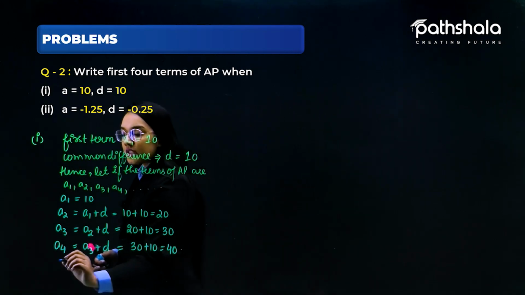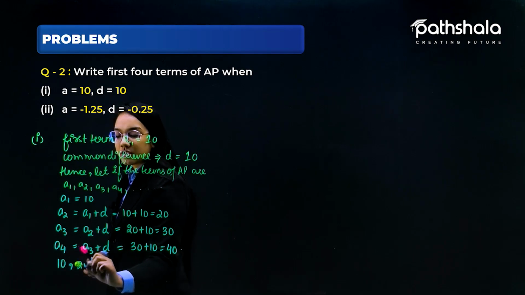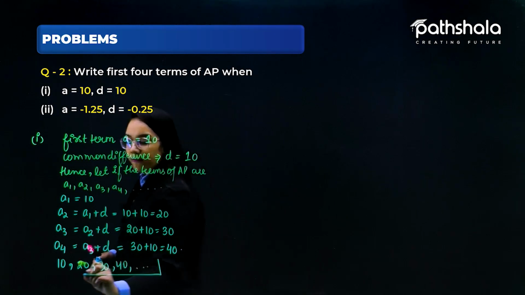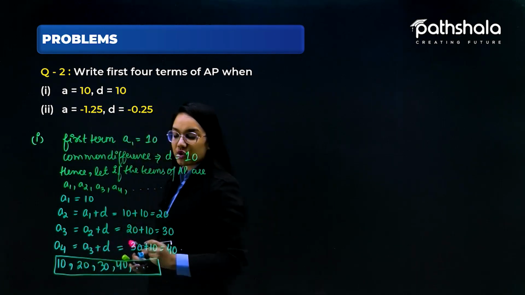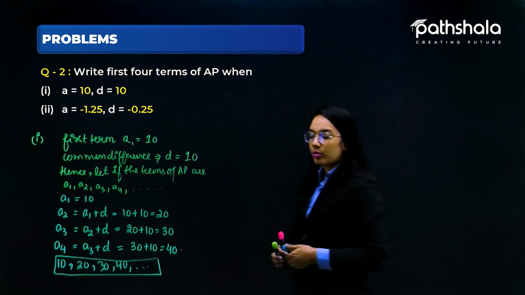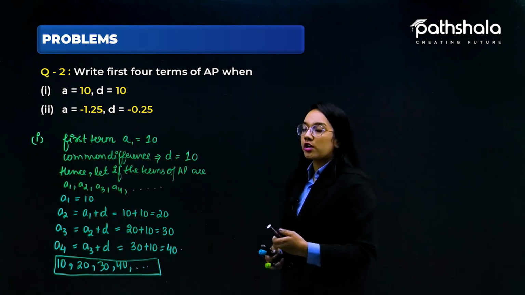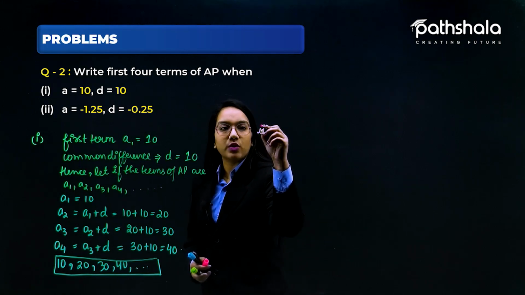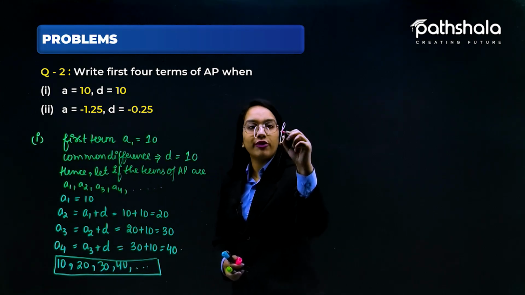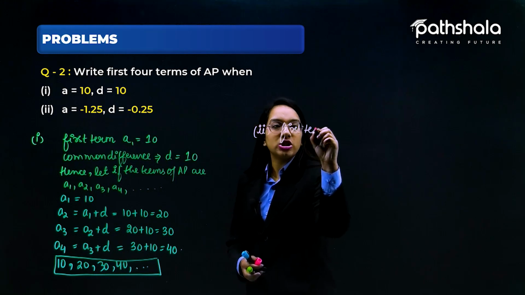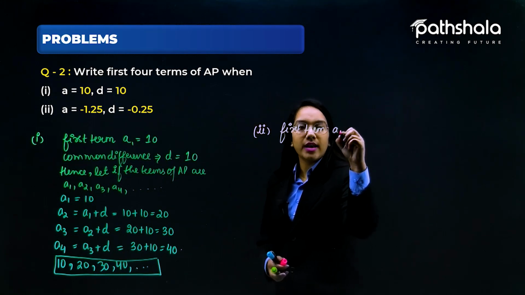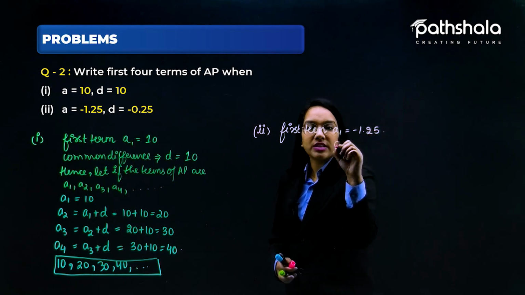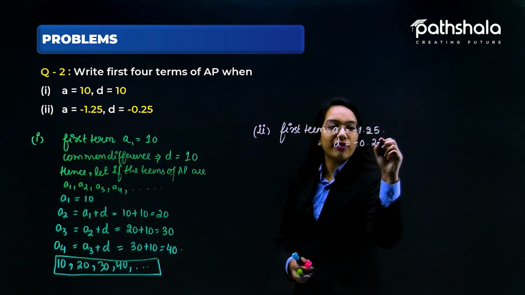So these are the first 4 terms, 10, 20, 30, 40, and so on for the first arithmetic progression. Using this method we can find the 4 terms of an arithmetic progression. Now let's talk about the second part. Here we have the first term a1 as minus 1.25 and the common difference d as minus 0.25.